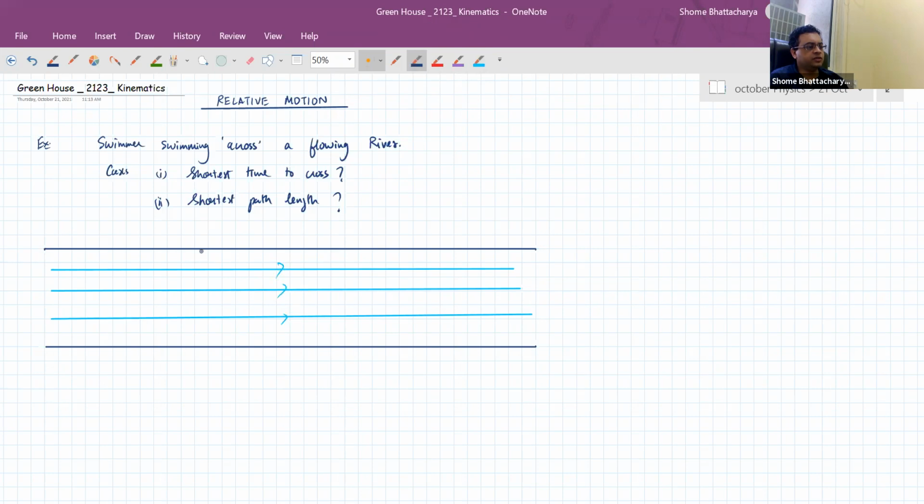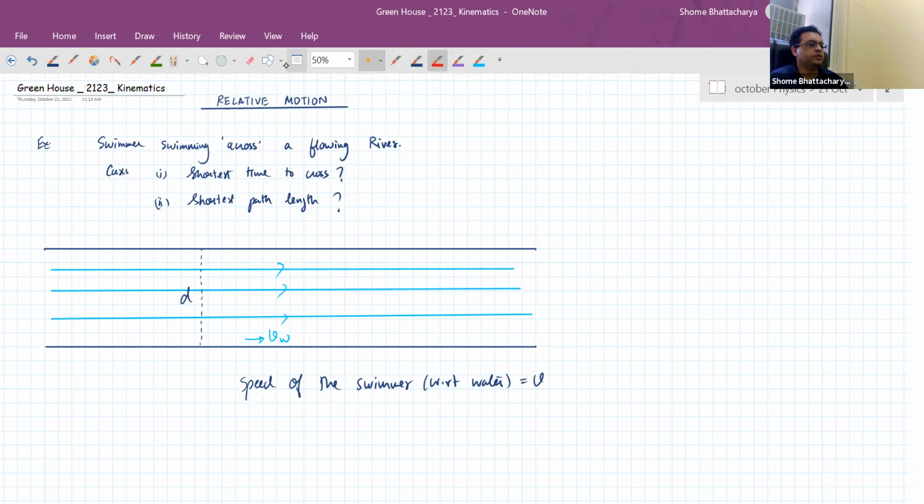Okay, so if the width of the river is given to us, suppose that is d, and the flow velocity of the water, that is vw, okay, and the speed of the swimmer with respect to the water is equal to v. So then we know that the net velocity of the swimmer becomes the vector sum and all that.